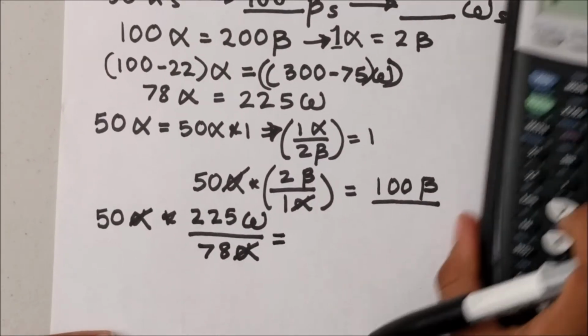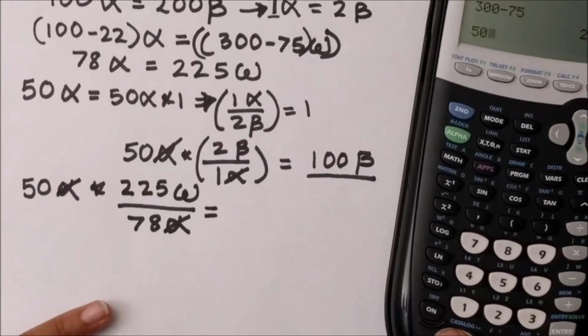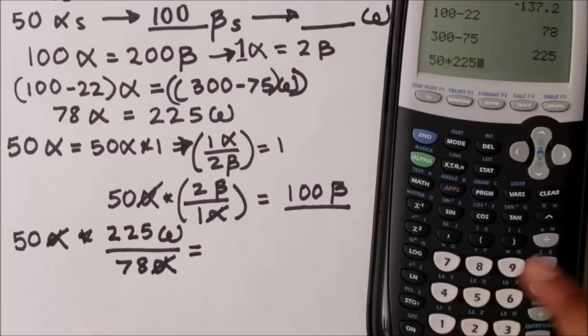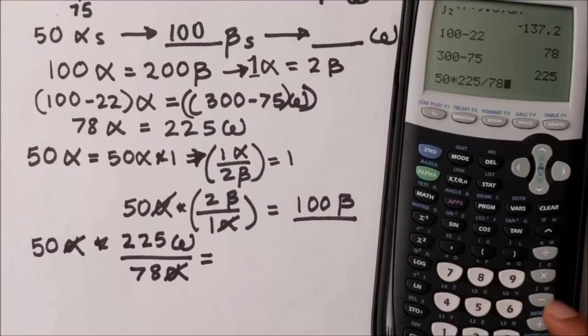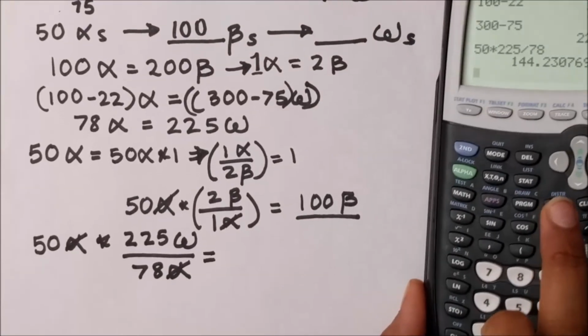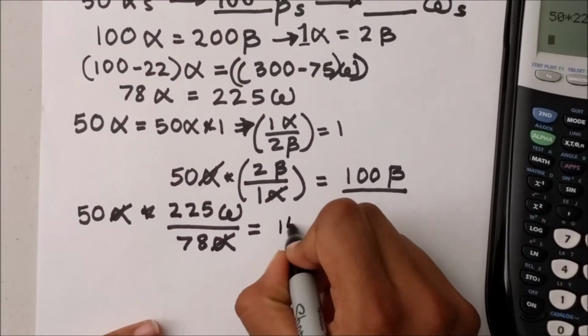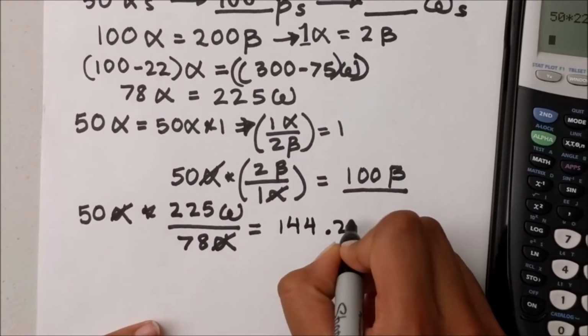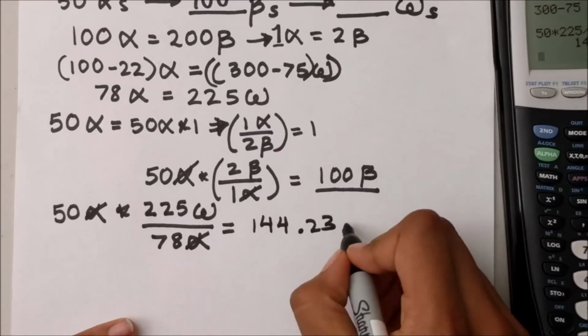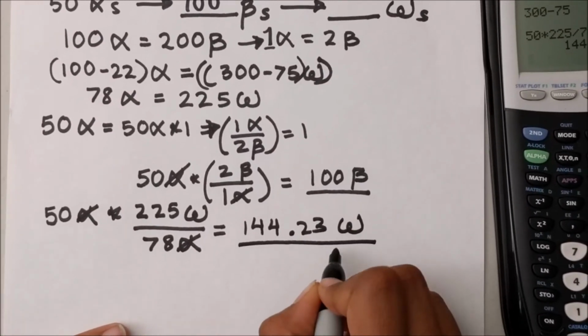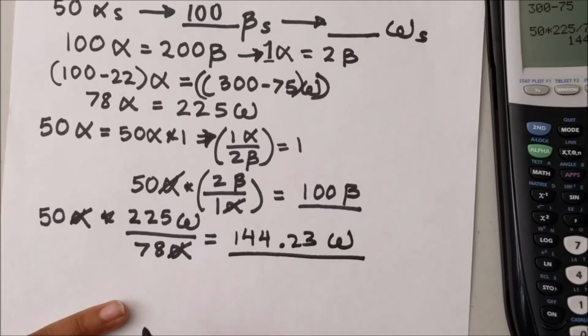So let's plug this into our calculator: 50 times 225 divided by 78. And we get approximately 144.23 omega. So that will equal 50 alpha.